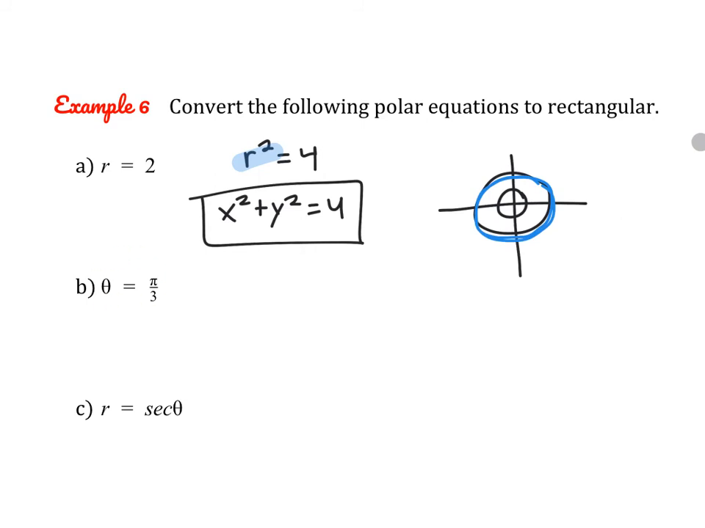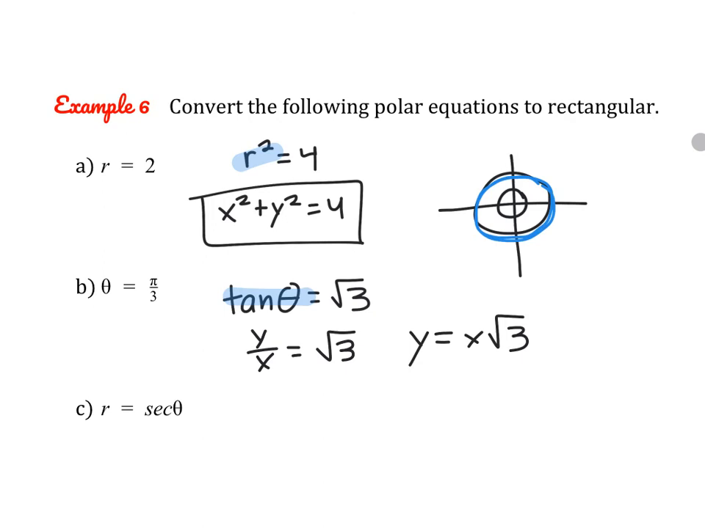Now let's look at this one. Theta equals pi over 3. So we know that we like to try to create something with tangent because we can substitute that. So if theta is pi over 3, we can say, okay, then the tangent of theta is root 3. That is a true statement based on what we're given. And we know that we can substitute tangent of theta with y over x. And now if I multiply both sides by x, I just have y equals x root 3.